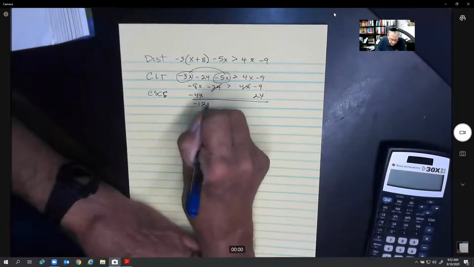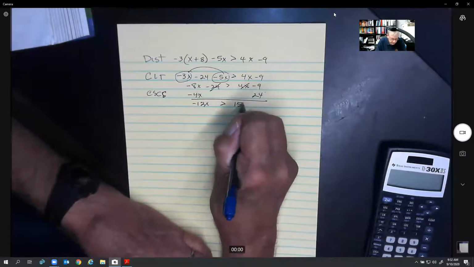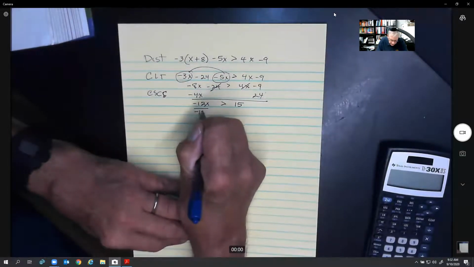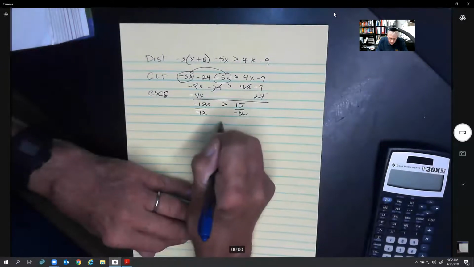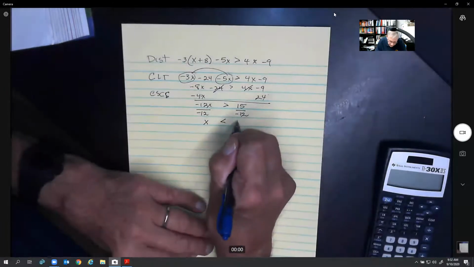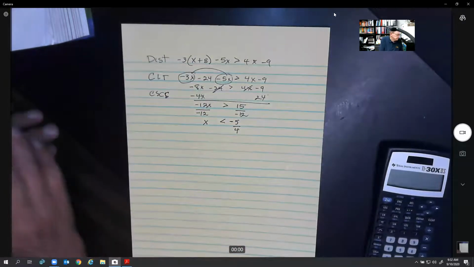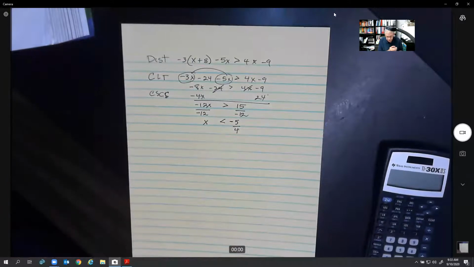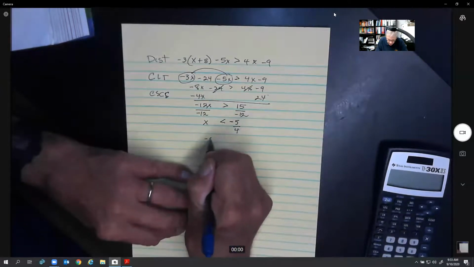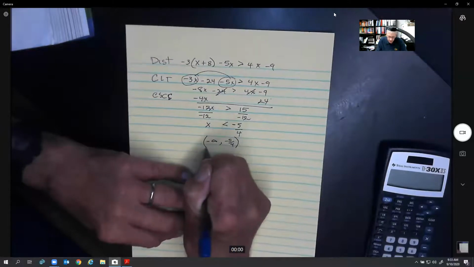I get a negative 12x is greater than positive 15 here. Now I'm going to divide both sides by negative 12. So the symbol is going to change, and I get x is less than, I'm going to reduce this down by 3, call this 5/4, and bring my negative sign up to the top, negative 5/4. Then I'm going to write this in interval notation. It's less than negative 5/4, so it's going from negative infinity to negative 5/4.